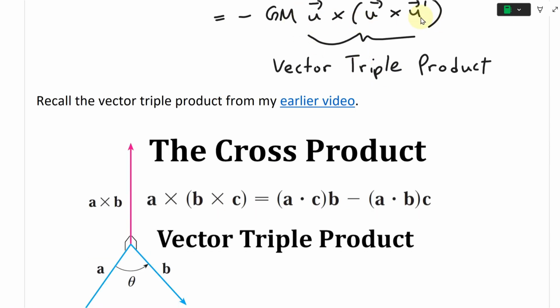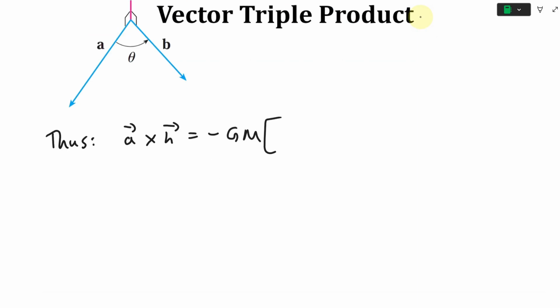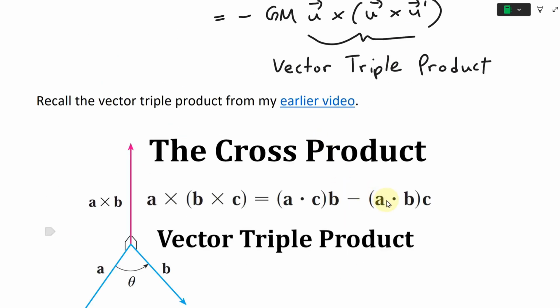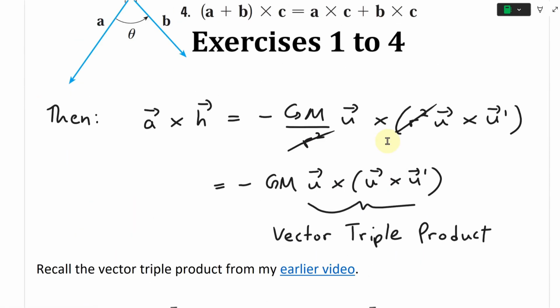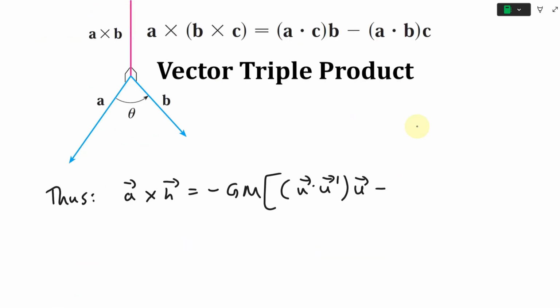So U dot C, so U dot U prime. This is going to be put up like this: U dot U prime, and then multiplied by U. And then minus, and now it's going to be A times A dot B times C. So it's going to be U dot, this one here, U, and then times it by U prime. This is going to be now U dot itself, because A and B, and then C is U prime. Like that.